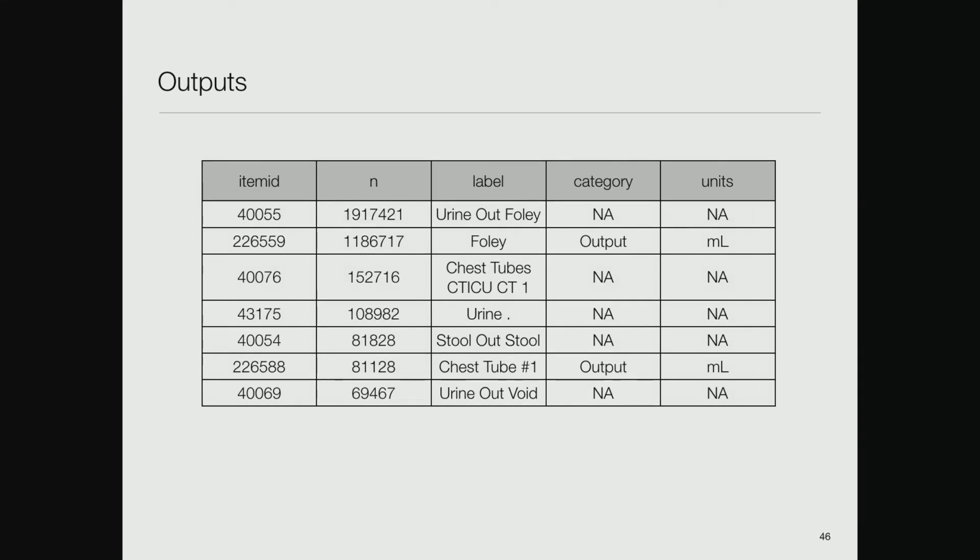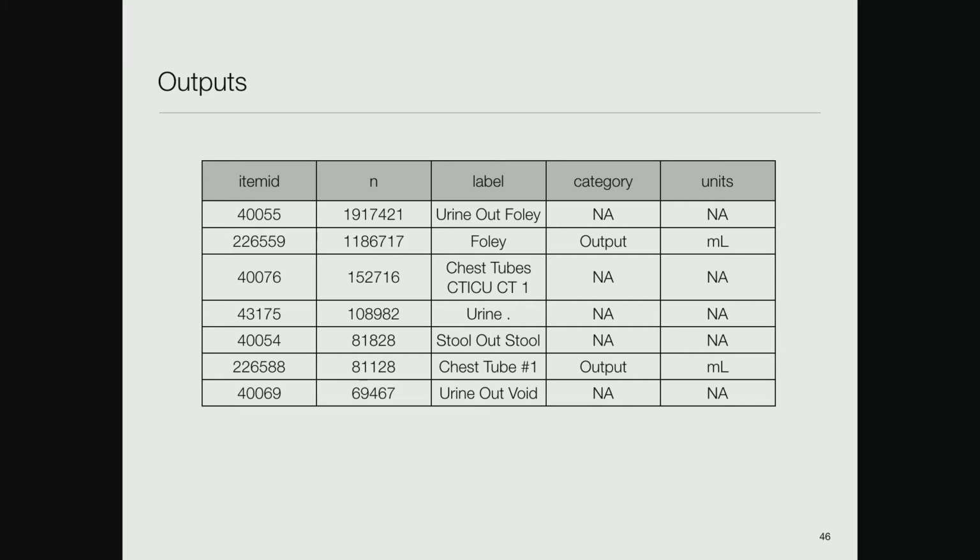We also track outputs. So a Foley catheter allows your bladder to drain without your having consciously to go to the bathroom. So they collect that information. There are 1.9 million recordings of how much fluid came out of your bladder. Chest tubes will drain stuff out of your chest if you have congestion. Urine is if you pee regularly, stool out, etc.